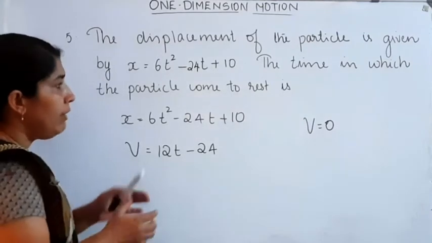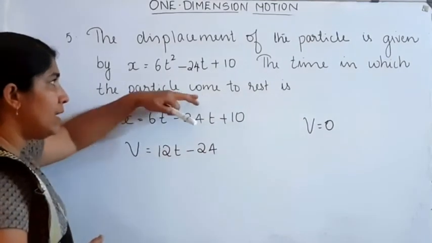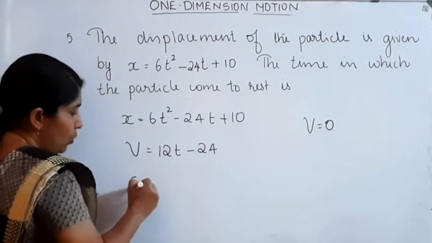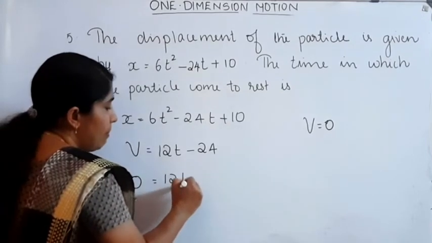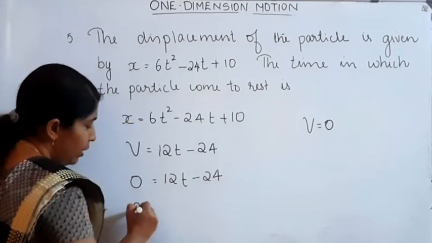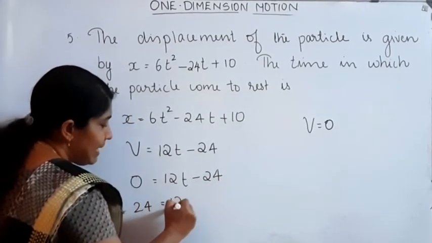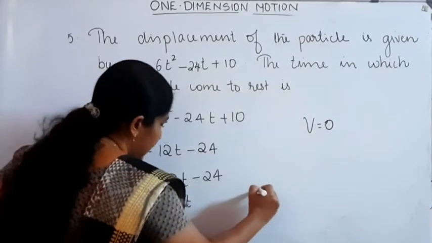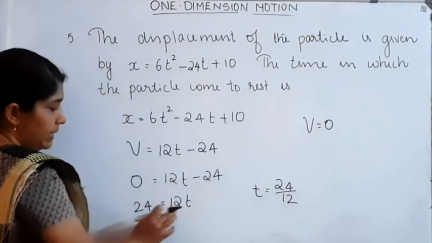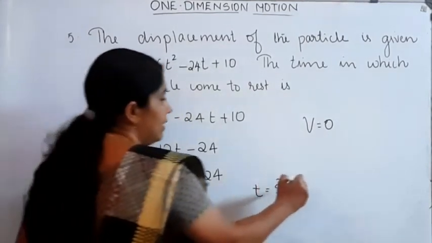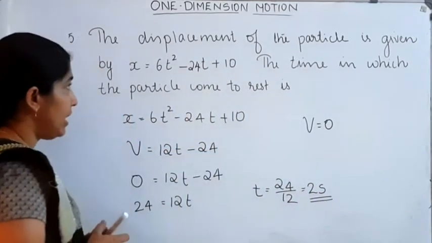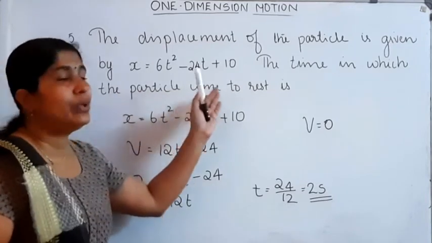Now, the particle comes to rest means velocity is equal to 0. Then when v is equal to 0, 0 equals 12t minus 24. On rearranging this equation, 24 equals 12t, then t is equal to 24 divided by 12, that is equal to 2 seconds. This is the time taken for the particle to come to rest.